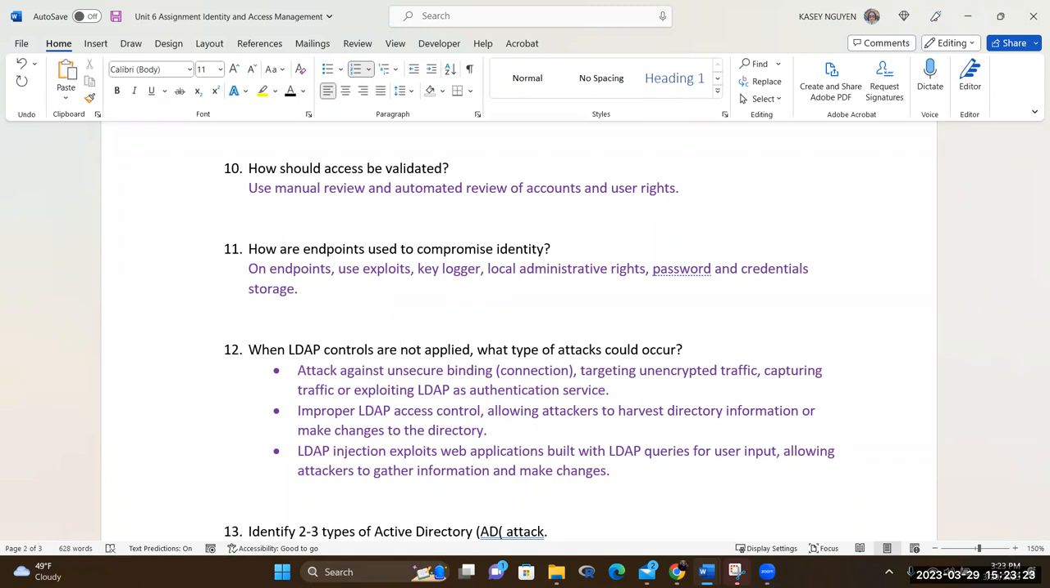So when you don't have LDAP control, what can happen is they can attack with your binding. If you installed and configured Active Directory before, you would see that there is a last part where it does the binding and the connection. Also, if you don't apply security control, you would see that there would be unencrypted traffic that will be targeted. And they can capture your traffic by simply running a scan and then using exploit kits to capitalize on authentication services. And we saw that some of the types of services that we use are openly available and also they have flaws.